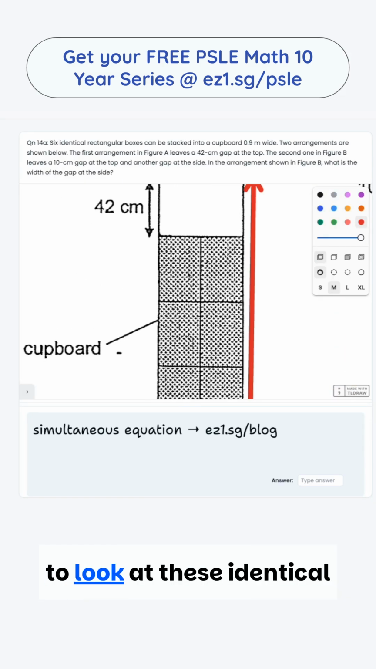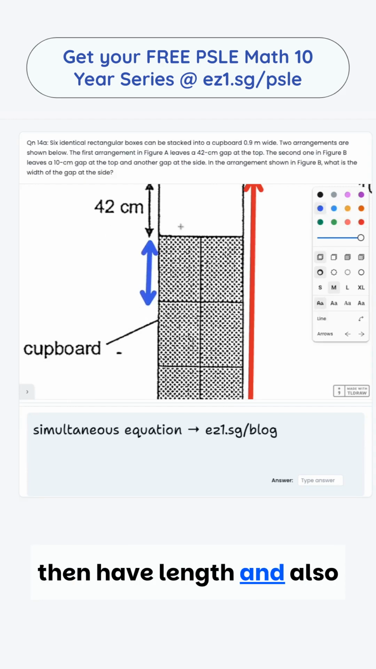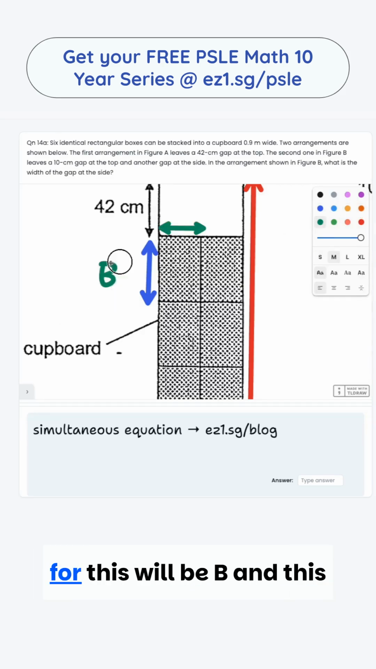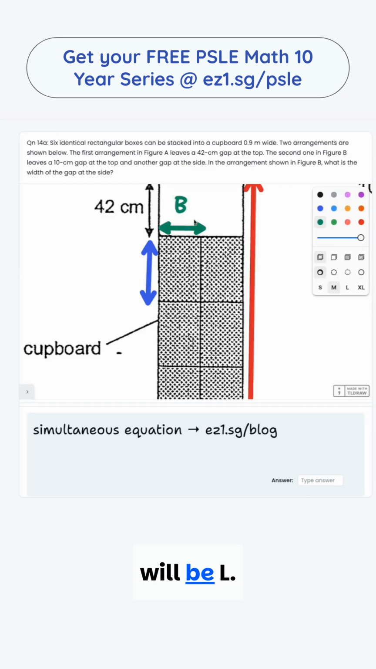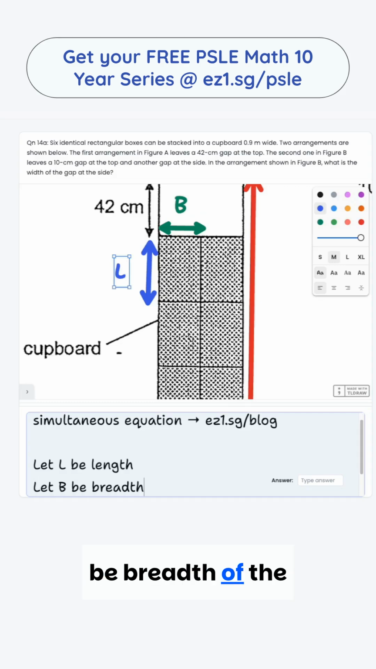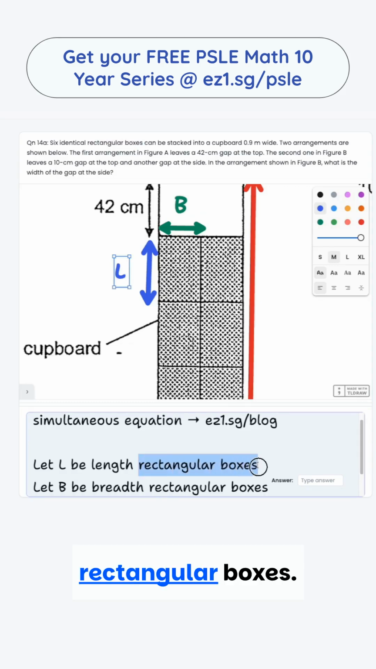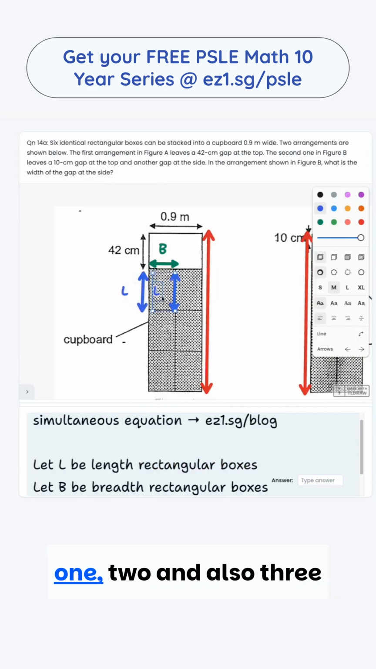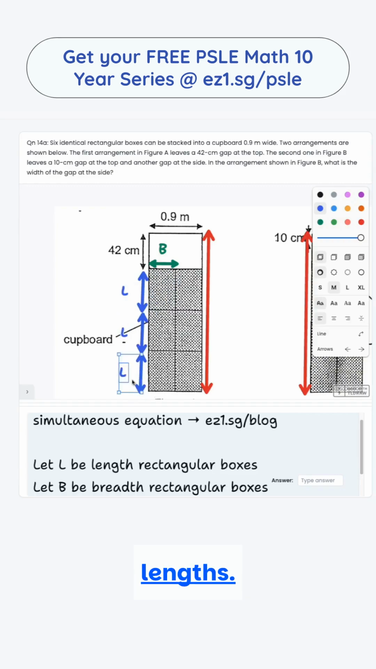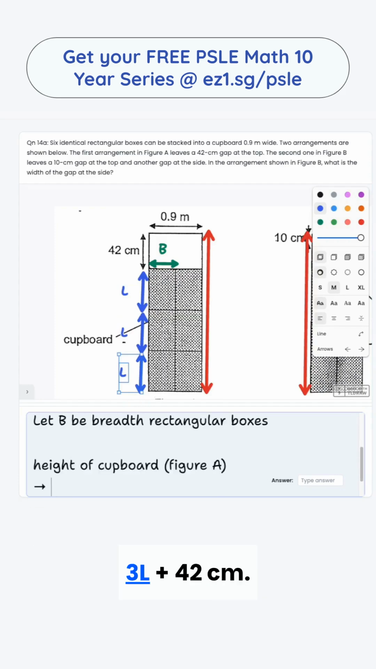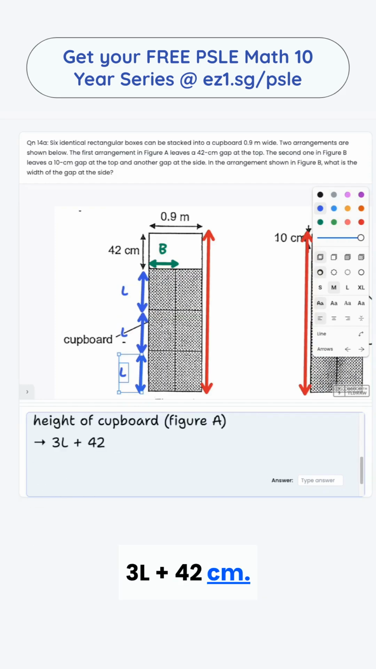So in this case, if you were to look at these identical rectangular boxes, it will then have length and also breadth. So let's have a short form: this will be B and this will be L. So let L be length and let B be breadth of the rectangular boxes. For figure A over here, we can just have 1, 2 and also 3 lengths. So the height of cupboard of figure A will be equal to 3L plus 42 centimeters.